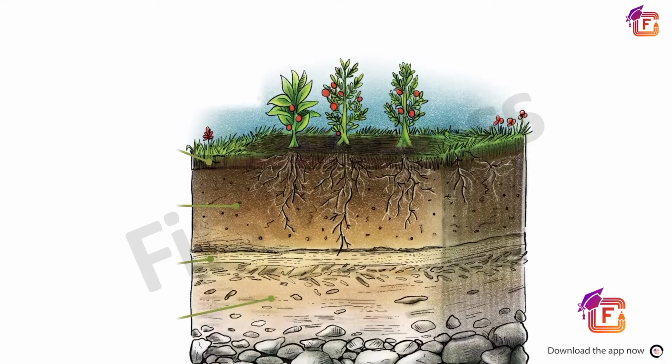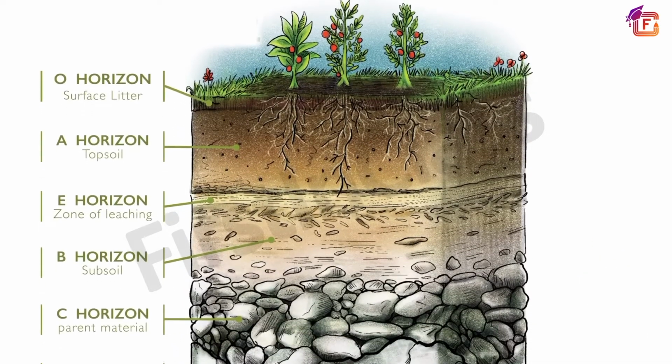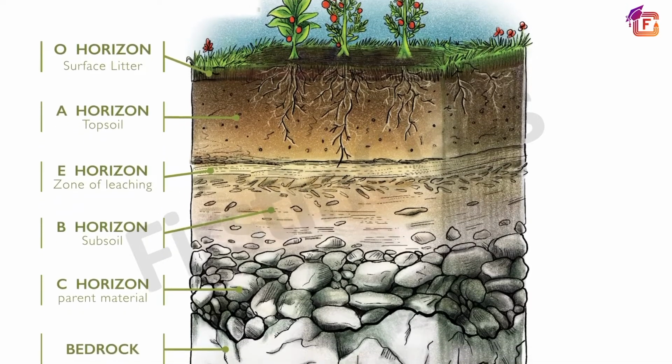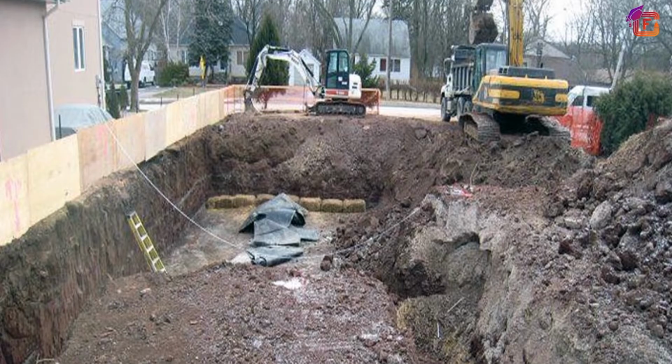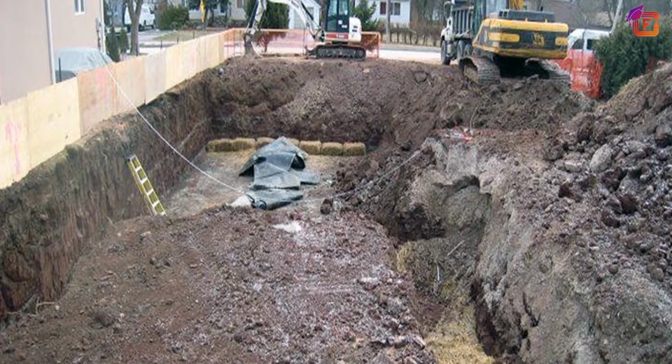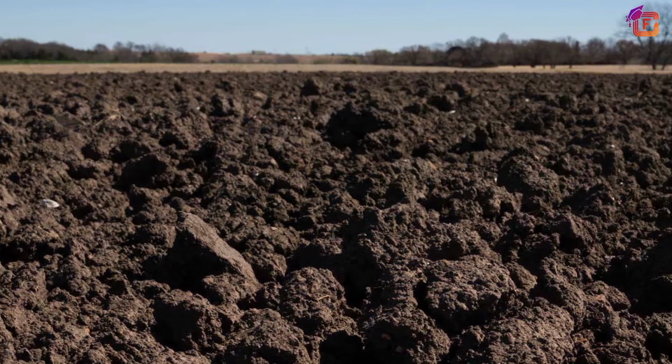Look at the vertical section of soil. The vertical section through different layers of soil is known as the soil profile. We name these layers as horizons. Have you ever seen an underground construction site or digging for a well? On those sites, you can see the vertical view of soil layers. Because we generally see the topmost layer of the soil.